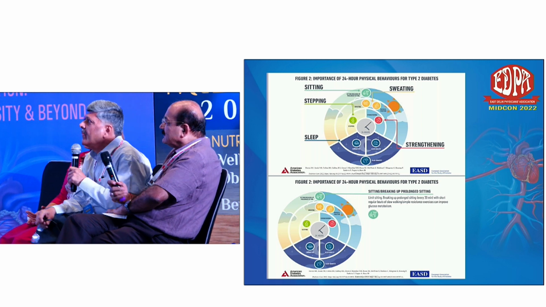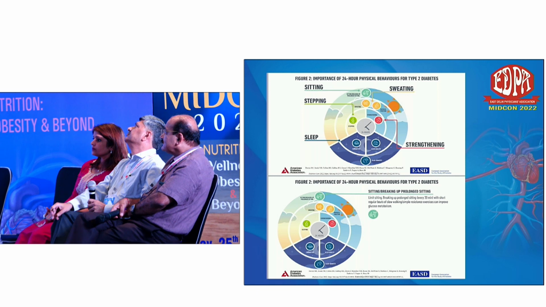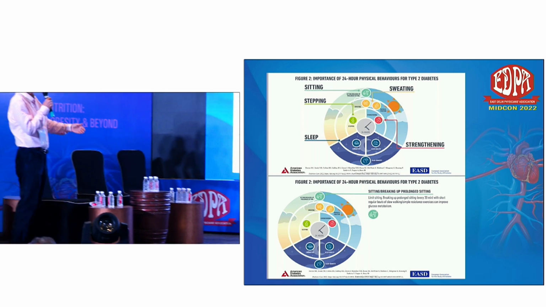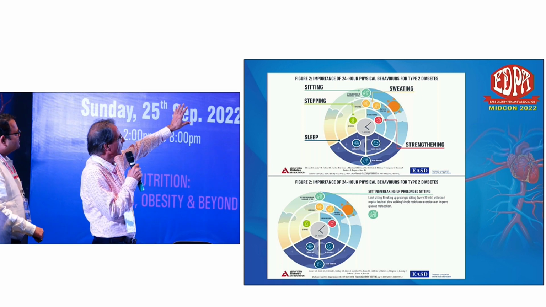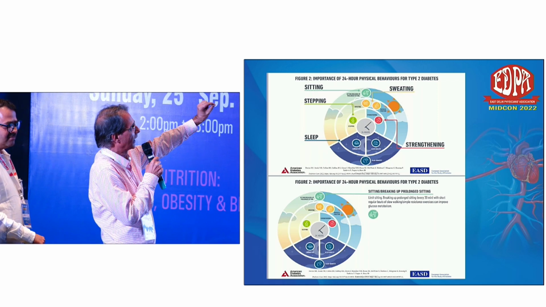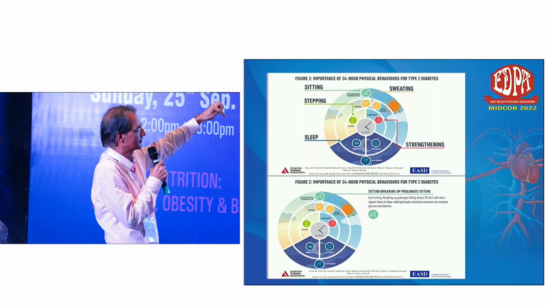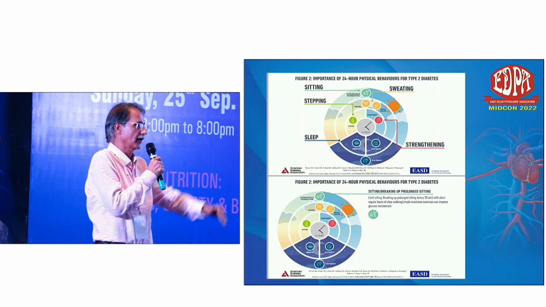Thank you. I think the next question is for Sheryl. Sheryl, this is the ADA-EASD consensus that came out in September 23, a few days ago. They put a lot of importance on 24-hour physical behavior for type 2 diabetics. That included the 5 S's of sitting, stepping, sleep, sweating, and strengthening. How do you interpret it from the Indian context?